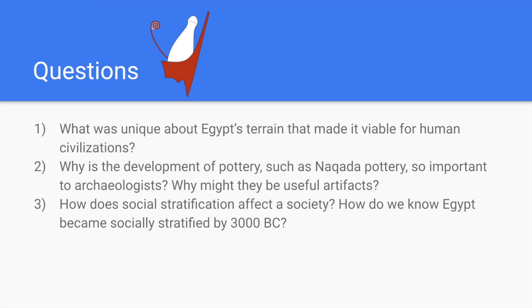The second question is, why is the development of pottery, such as Naqada pottery, so important to archaeologists? Why might they be useful artifacts? I also touched upon this, but you can probably go more in depth about it. Why might pottery be something that is so prized by archaeologists in understanding this time period. And question number 3 is, how does social stratification affect a society? How do we know Egypt became socially stratified by 3000 BC? And we're going to talk a lot about stratification in future videos, just because it's so important to Egyptian culture.